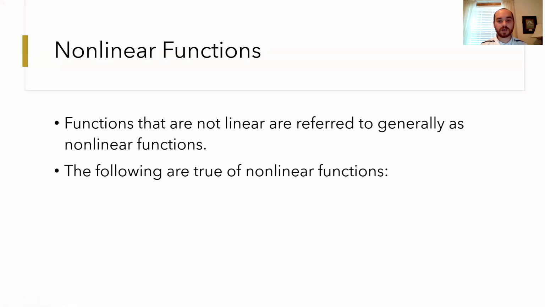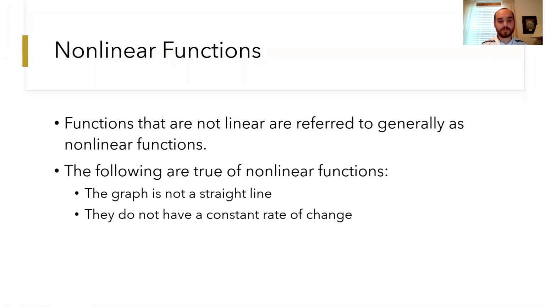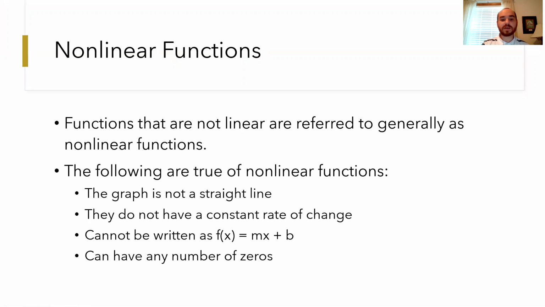The following are true of nonlinear functions. So the graph is not a straight line. Again, that's pretty obvious. You can get that from the name. They do not have a constant rate of change. So that means that there's not going to be a constant slope. The rate of change is going to be constantly changing as the graph goes along. They cannot be written as f of x equals mx plus b. They're always going to have some slightly more complicated formula than that. And they can have any number of zeros.